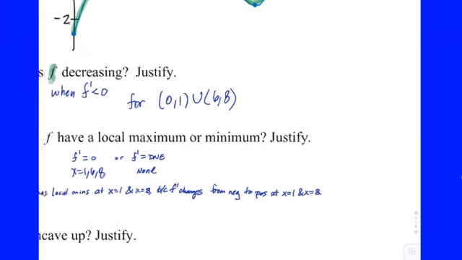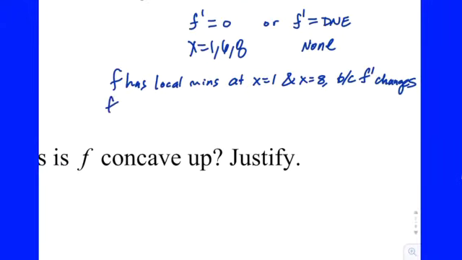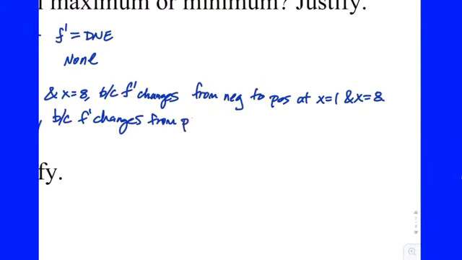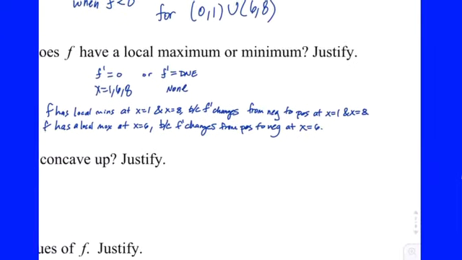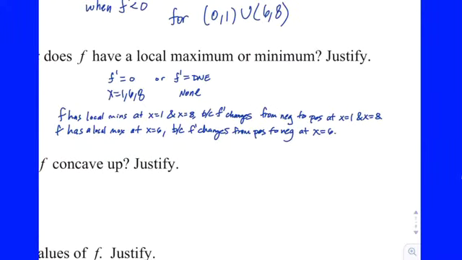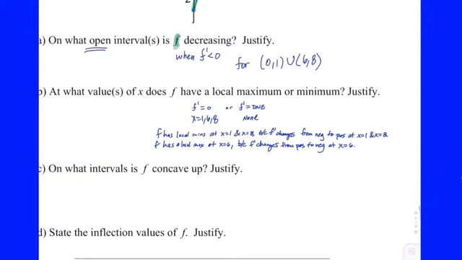Okay? And then the other one, because it changes in a different manner, that's at 6. F has a local max at x equals 6, because f prime changes from positive to negative. So this is your communication component, your writing component, essentially. Not just a math class. You're justifying, you're explaining, you're defending your position. All right, so that would be full credit right there. Could we do the second derivative test?